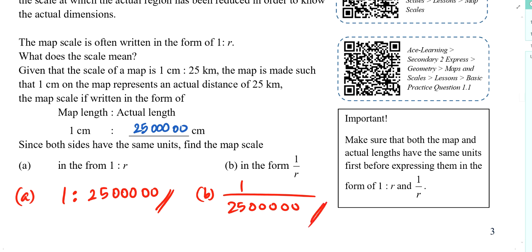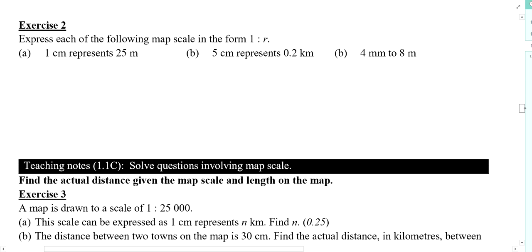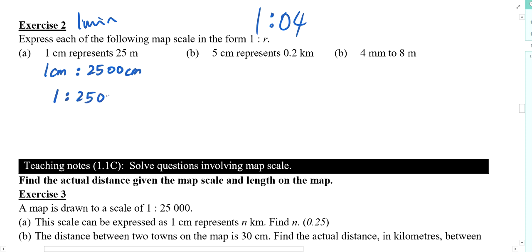Okay, so over here we've got important points. Make sure they have the same units before you express them in the form of 1:r or 1/r. Okay, now you get to 1 cm represents 25 meters. Change it. 1 cm to 25 with 2 zeros cm. So I'm converting to the same units, so my final answer will be 1:2500.